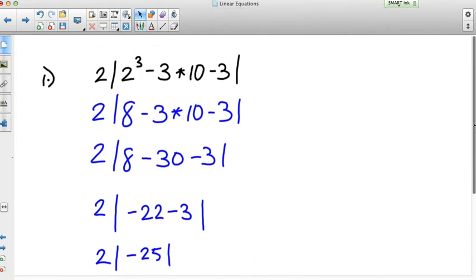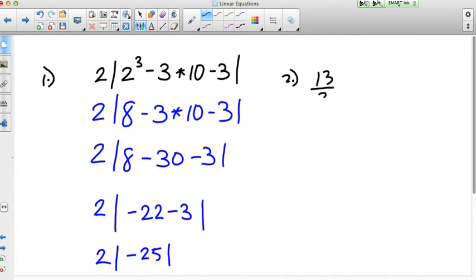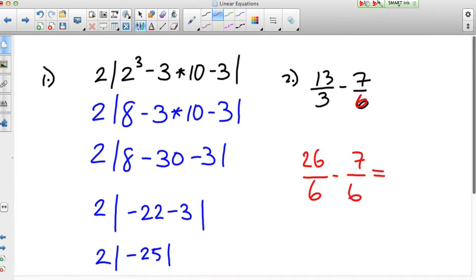Okay, number 2, 13 over 3 minus 7 over 6. Before you can subtract these two fractions, you have to find a common denominator, so I'm going to use 6. So that means I have to change the denominator of the first fraction to a 6. So 3 times 2 gave me 6, so therefore I need to multiply 13 by 2 to get 26. Then I can subtract straight across. 26 minus 7 is 19 over 6.